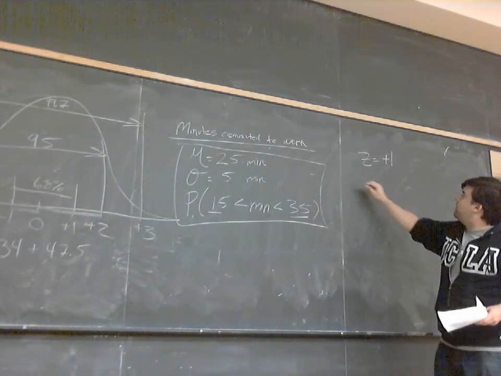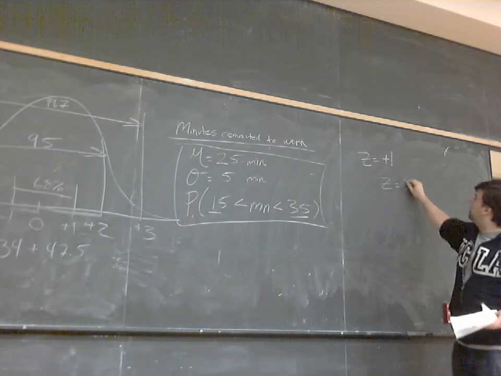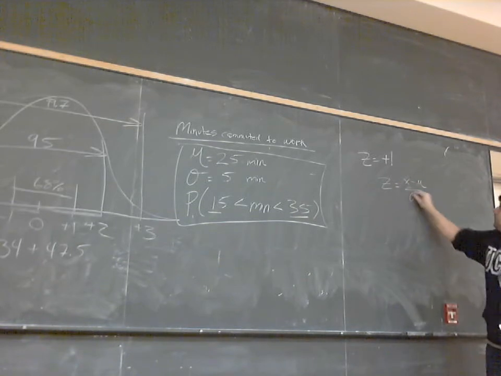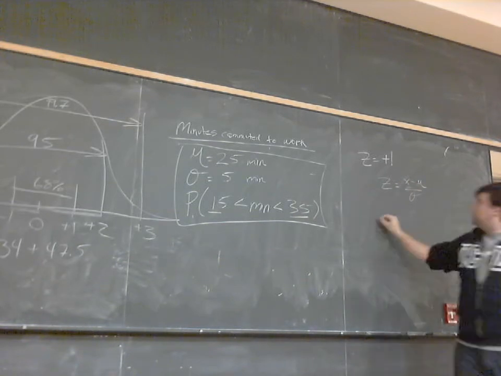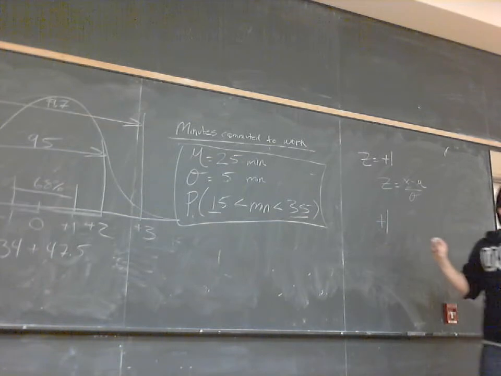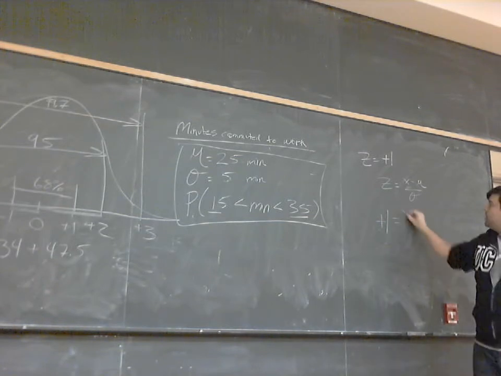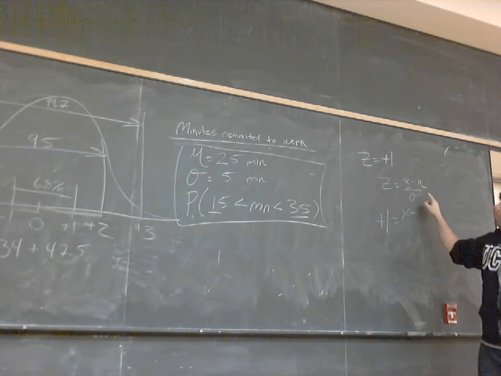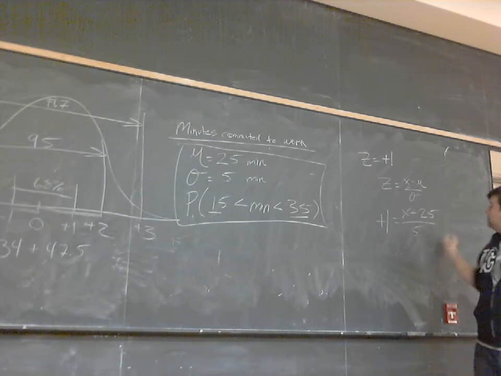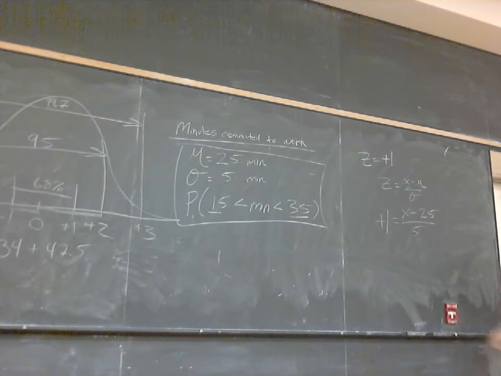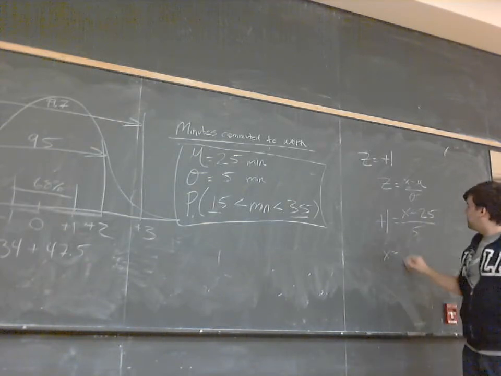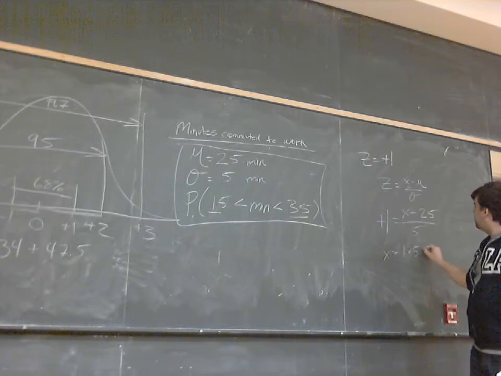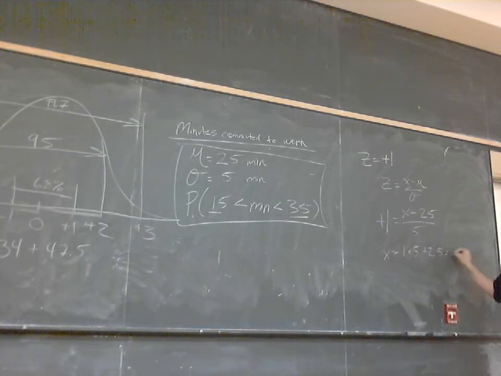If you don't want to think that much, remember your formula. Z equals x minus mu over sigma. I just gave z as +1 equals x, what we're trying to solve for, the minutes commuted, minus the mean of 25 divided by the standard deviation of 5. Solve for x. I get x equals 1 times 5 plus 25 is 30.